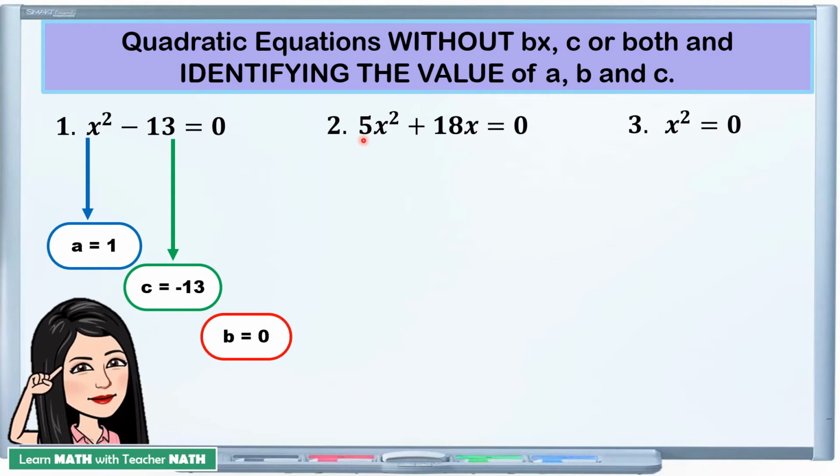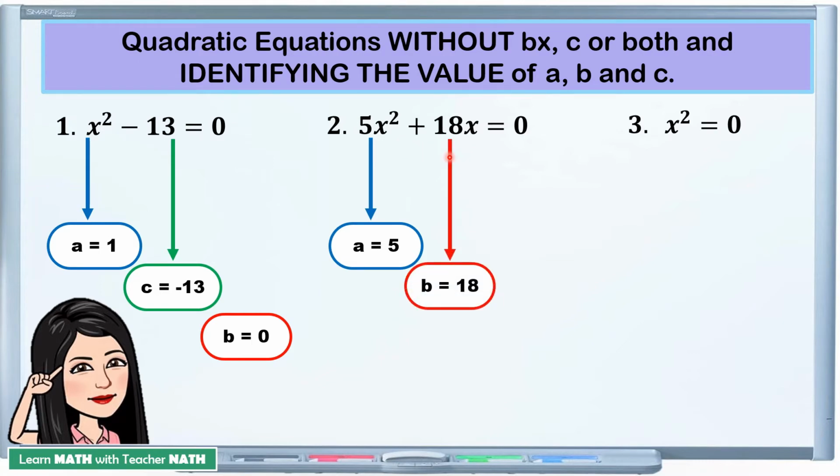Second example, we have 5x squared plus 18x is equal to 0. Given only the quadratic term and the linear term. So we have only two values, and that is A is equal to 5 and B is equal to 18. Dahil nawawala ang constant term, automatic na ang value ng C is 0.